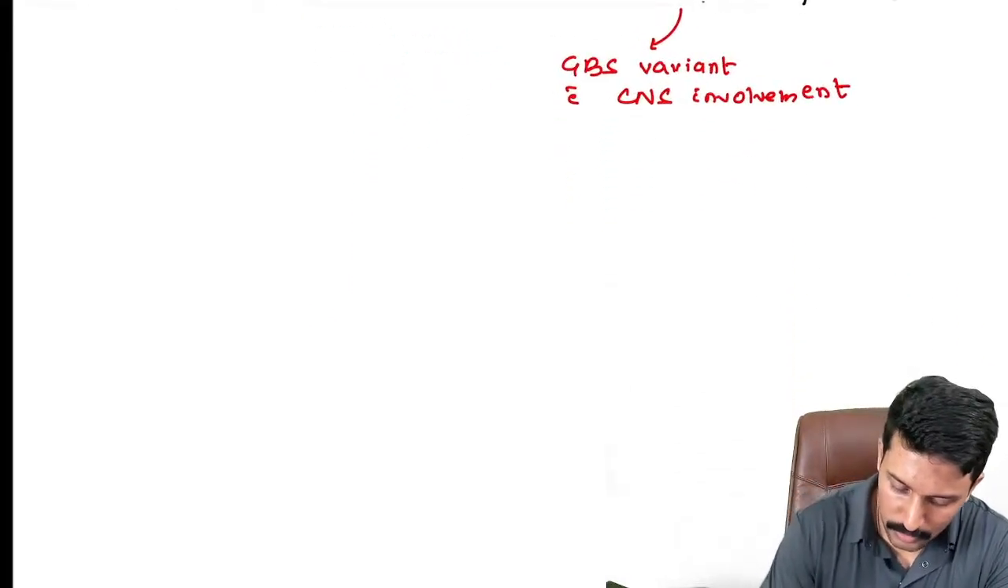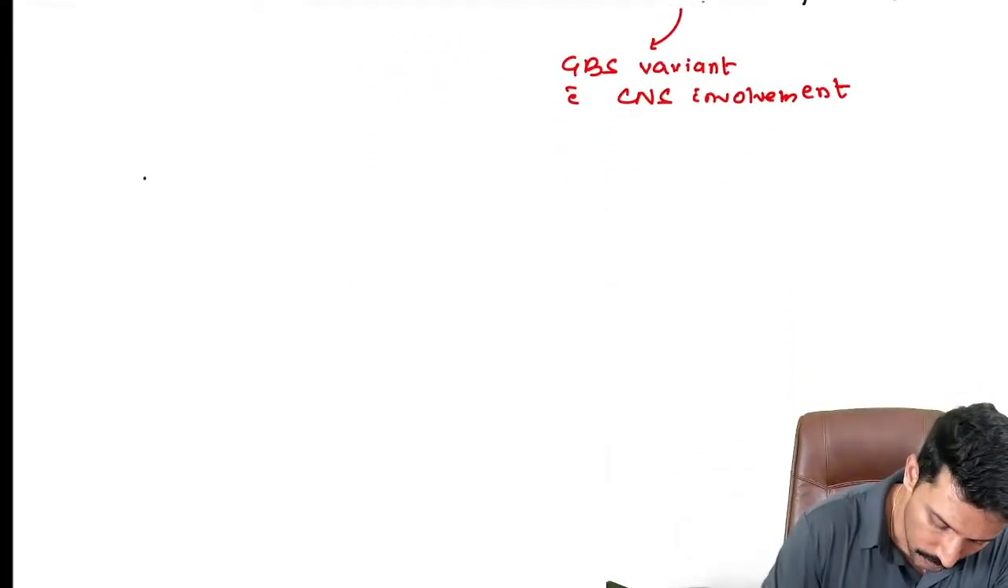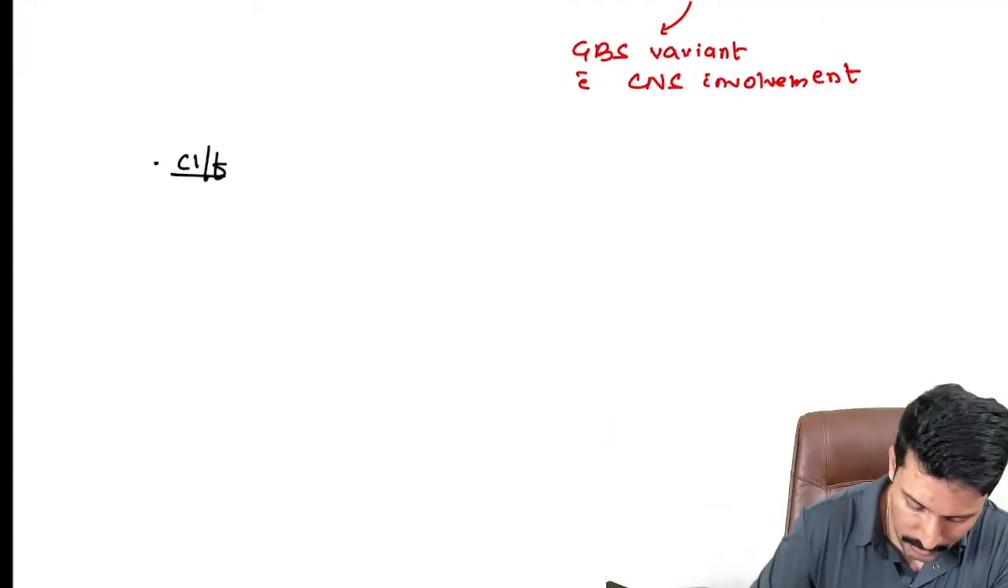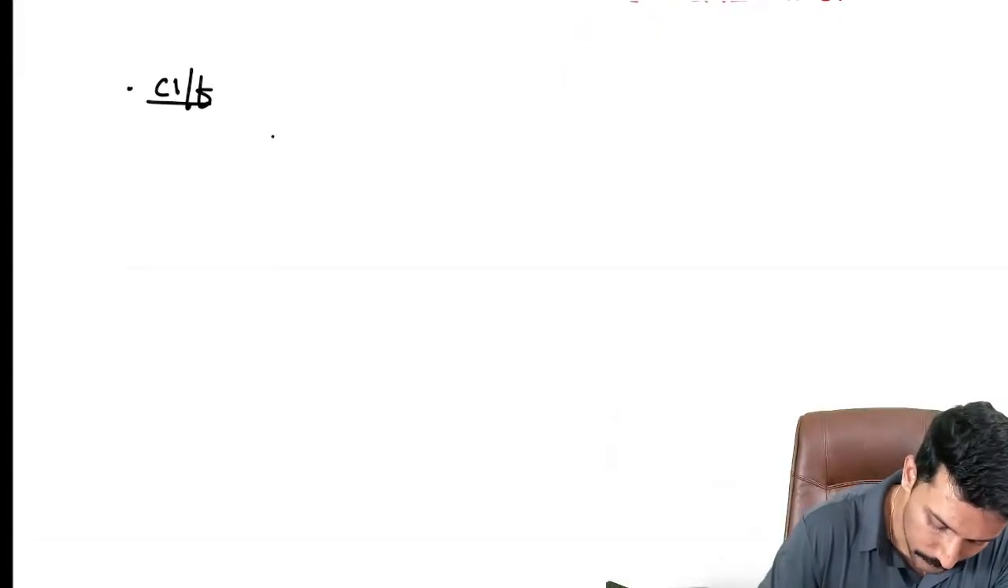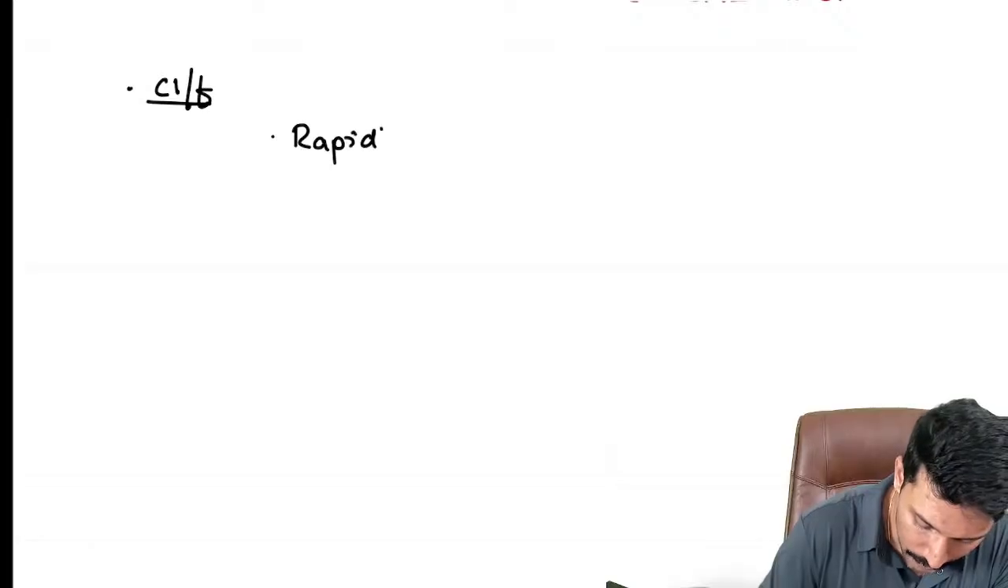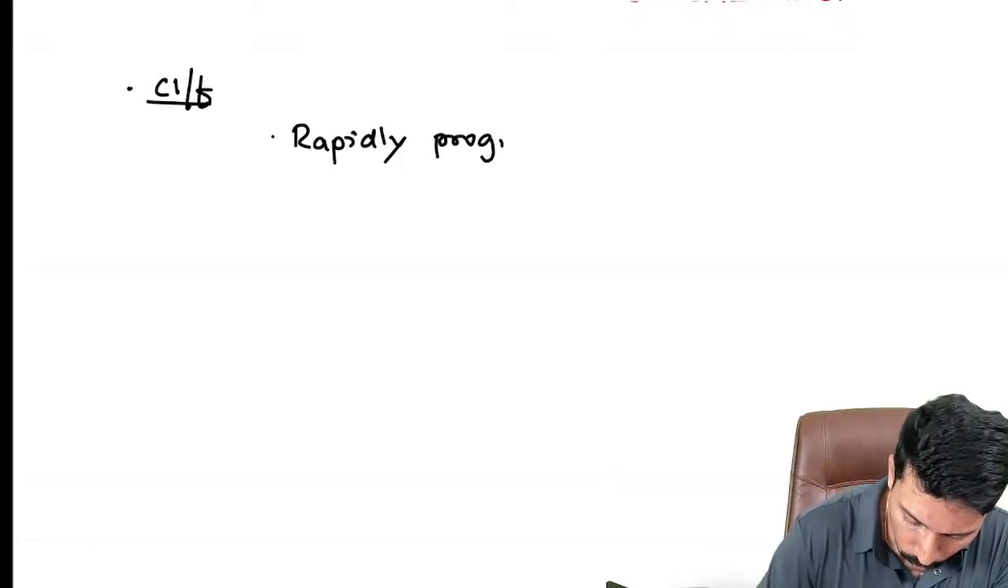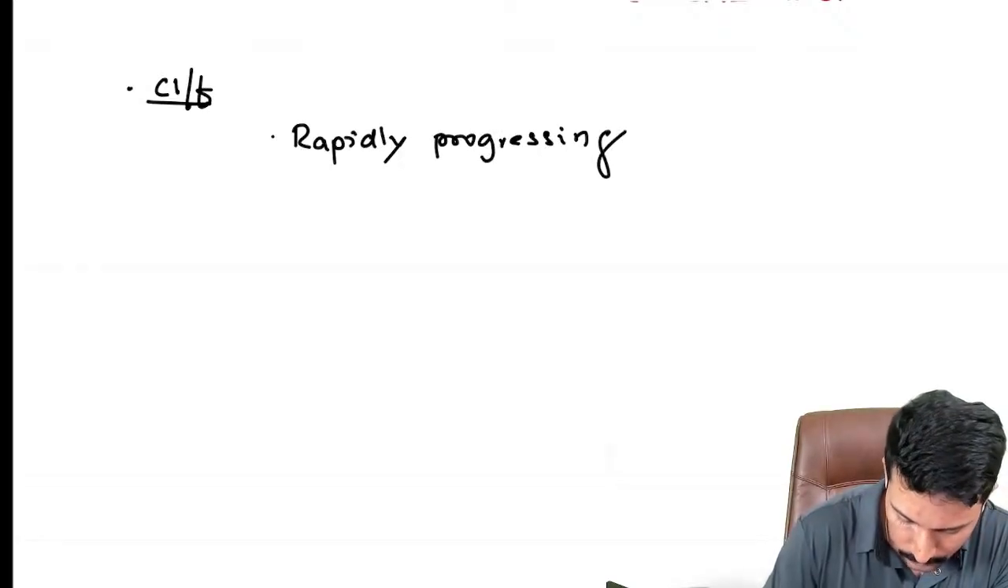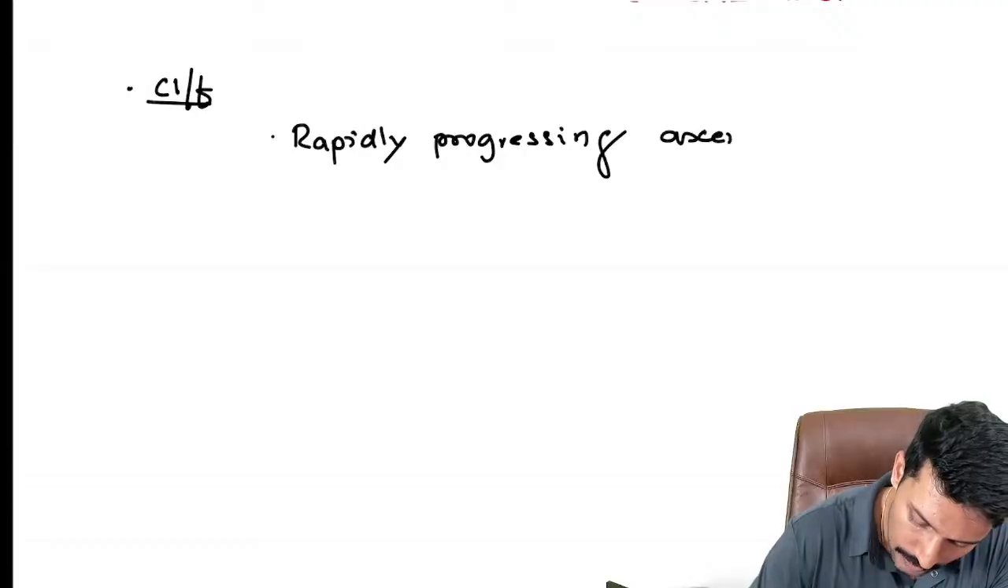Now talking about the clinical features. The clinical features of GB syndrome. They have a classical presentation. What is that? They will have rapidly progressing ascending paralysis.